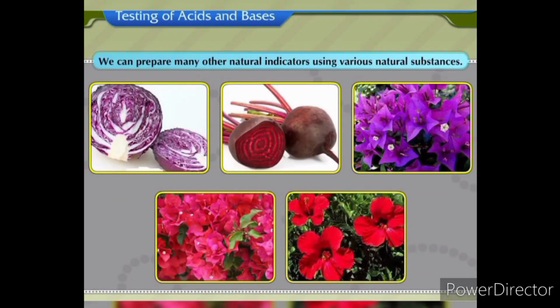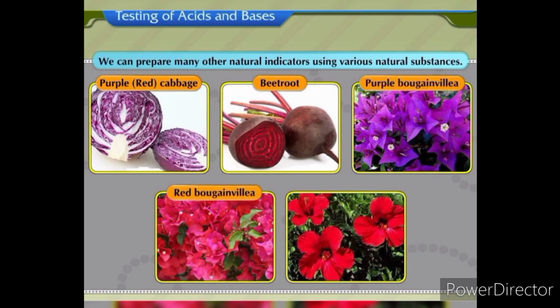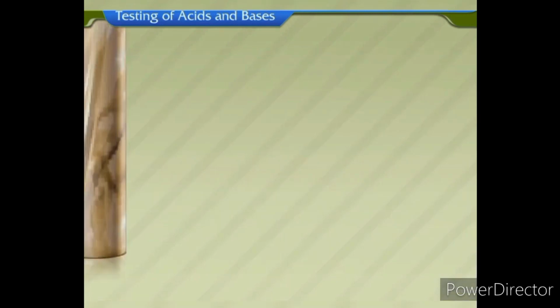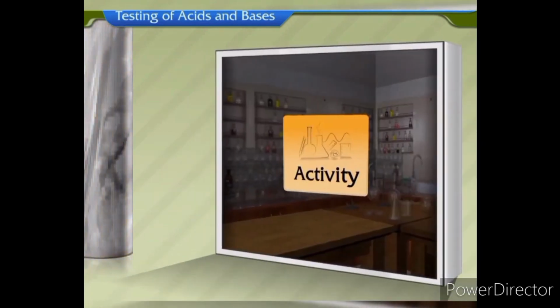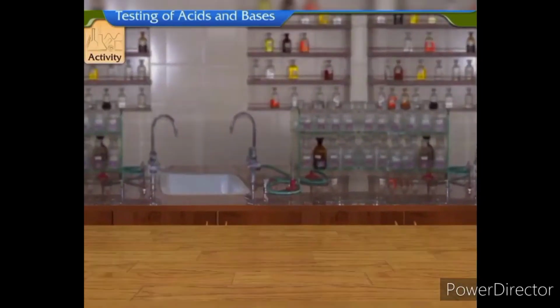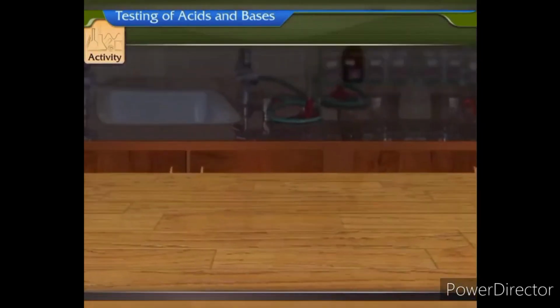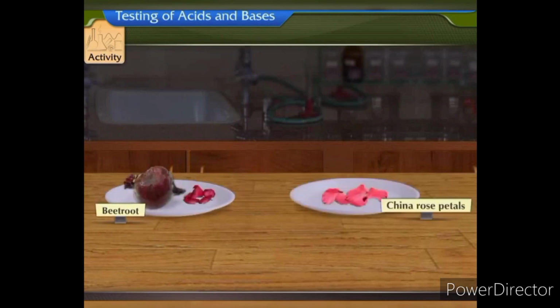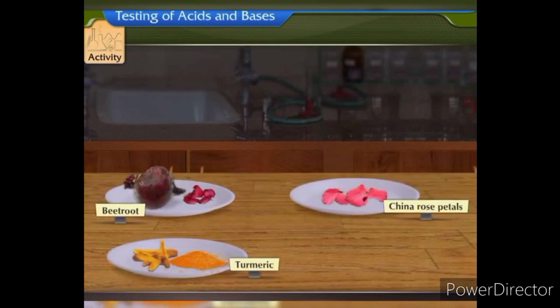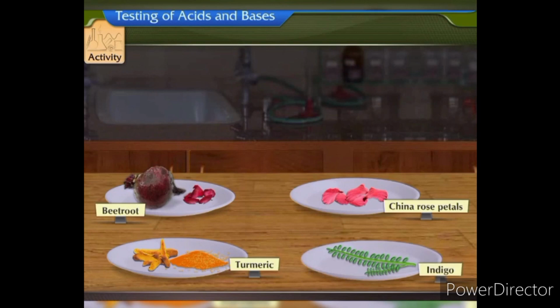We can prepare many other natural indicators using various natural substances like purple or red cabbage, beetroot, and some brightly colored flowers like purple and red bougainvillea, and hibiscus flowers. Let us perform an activity using some natural indicators. Activity: we shall prepare extracts from natural substances like beetroot, China rose petals, turmeric, and indigo. These extracts can be used as natural indicators.